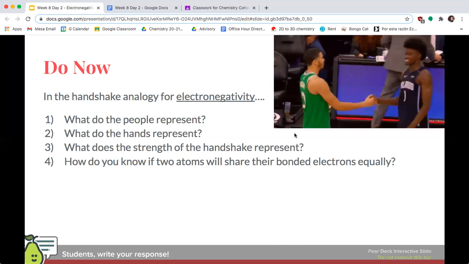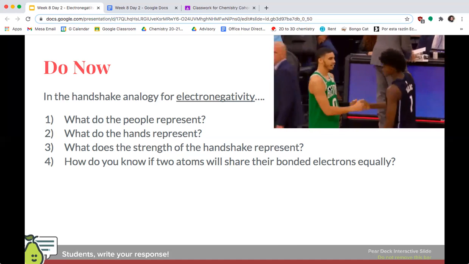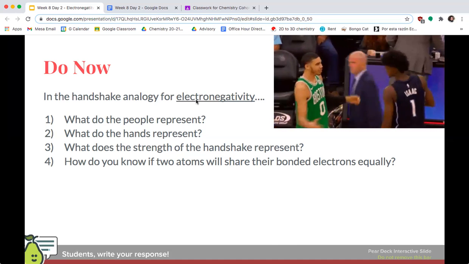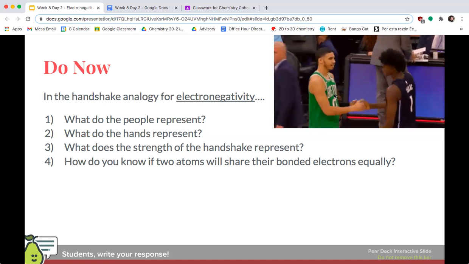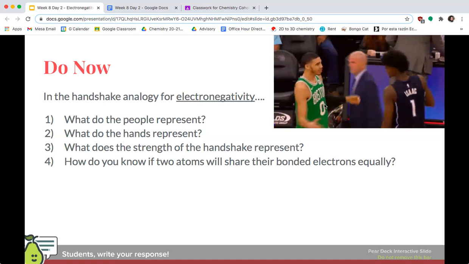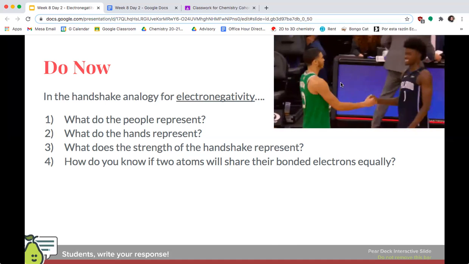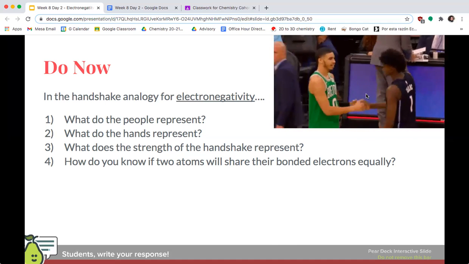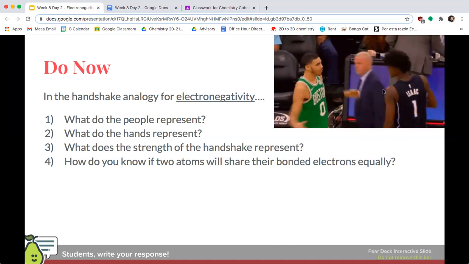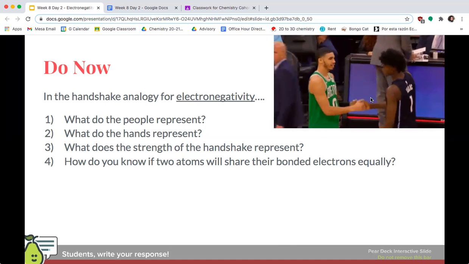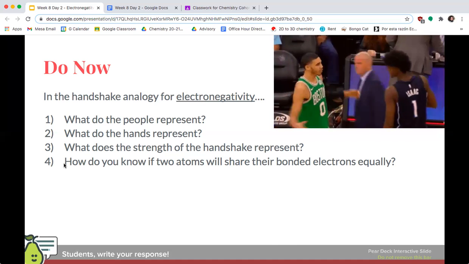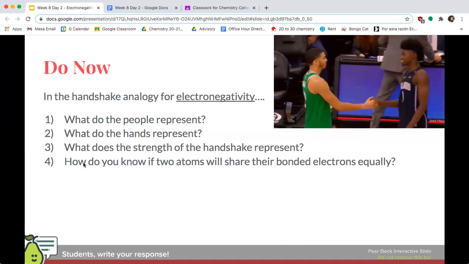The strength of the handshake, like if this dude pulls hard, means a high electronegativity. Electronegativity measures how strongly something wants electrons on it. In this case, these two dudes are dapping each other up at the same strength. They have the same electronegativity. That's why the electrons stay right in the center, the two hands stay right in the center of them. That is what you're saying right here, the answer number 4.